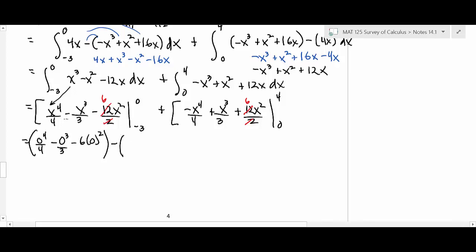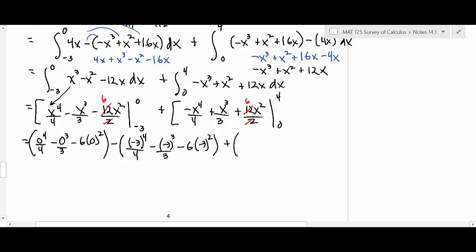Now we're going to go minus. Now plug the negative 3 in, but be careful. The negative 3 to the 4th has to be in parentheses like that. Same thing with the 3rd: parentheses negative 3 to the 3rd over 3. Then it's minus 6, negative 3 to the 2nd. That arithmetic will give you the area under the first curve. Then you do the same thing over here, but now we're going from 4 to 0.